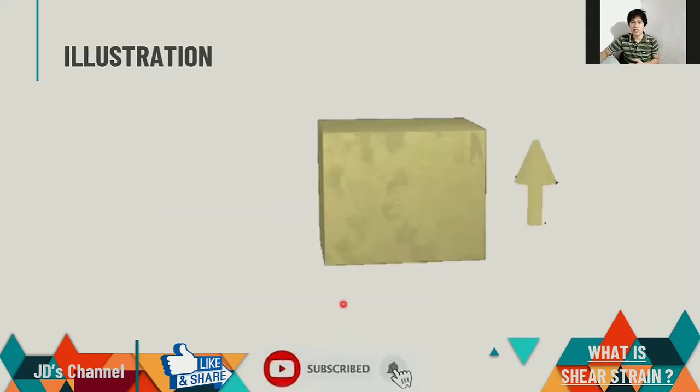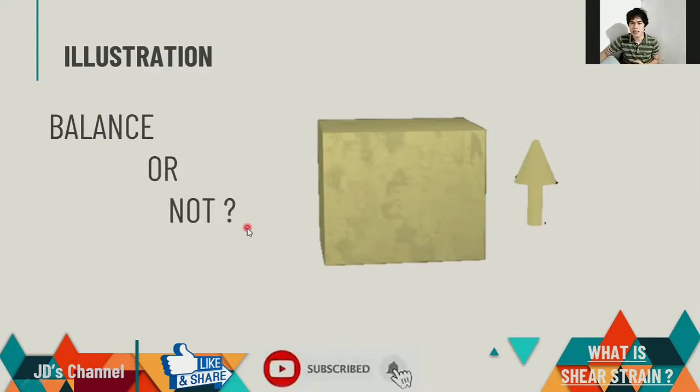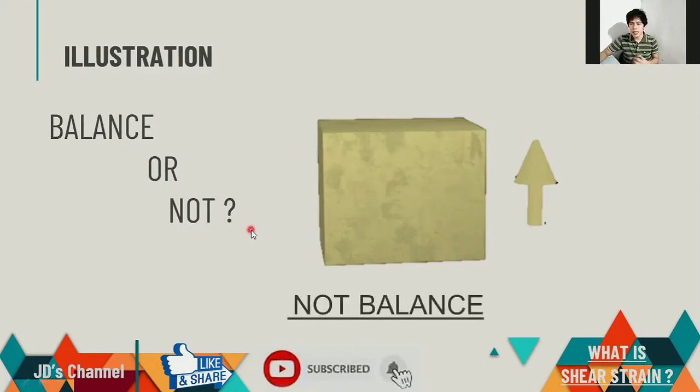For illustration class, ito, ayan. Pansinin natin, let's say we have this block and then meron tayong applied force sa part na ito. Yan. Okay? So, ang tanong, balance ba siya or not? Okay? So, technically, hindi po siya balance.